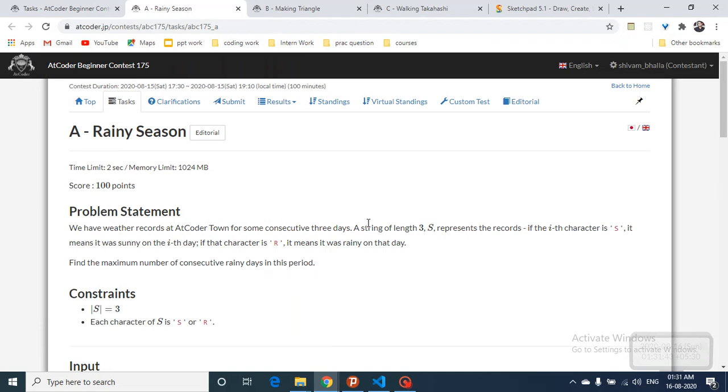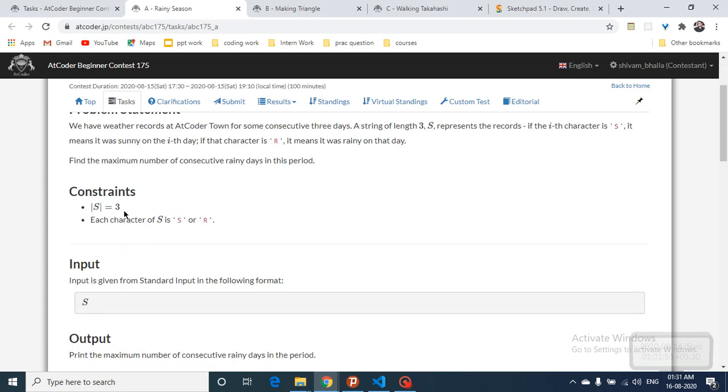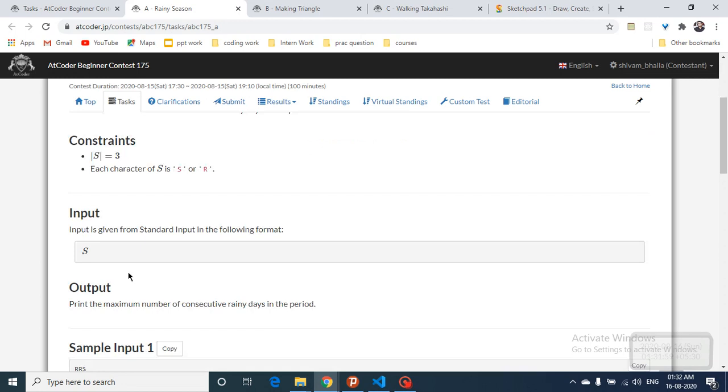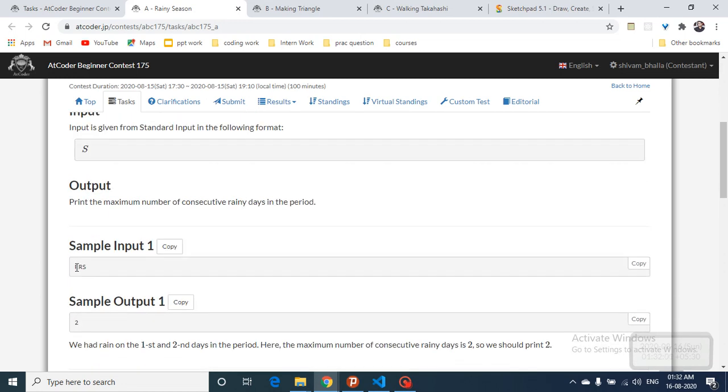Okay, the string is of length 3 of course because we have a consecutive 3 days report, and the ith character can be S if that ith day is sunny or R if that ith day is rainy. Now you have to find out the maximum number of consecutive rainy days in this period. Okay, so as you can see, this can be rainy, and then the answer is 2.